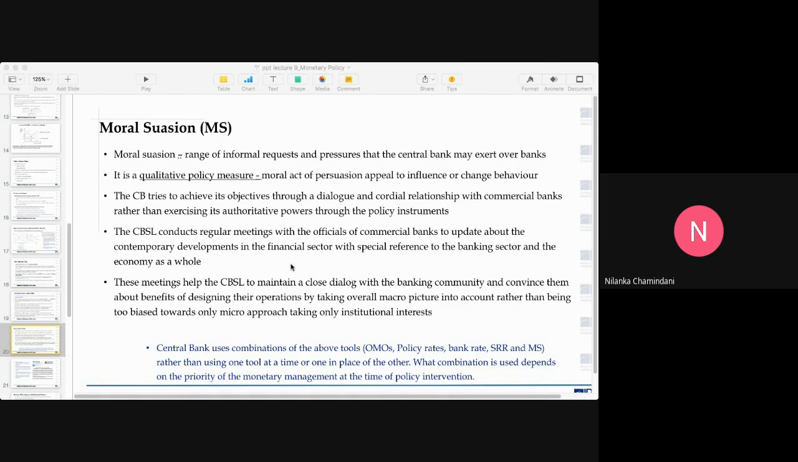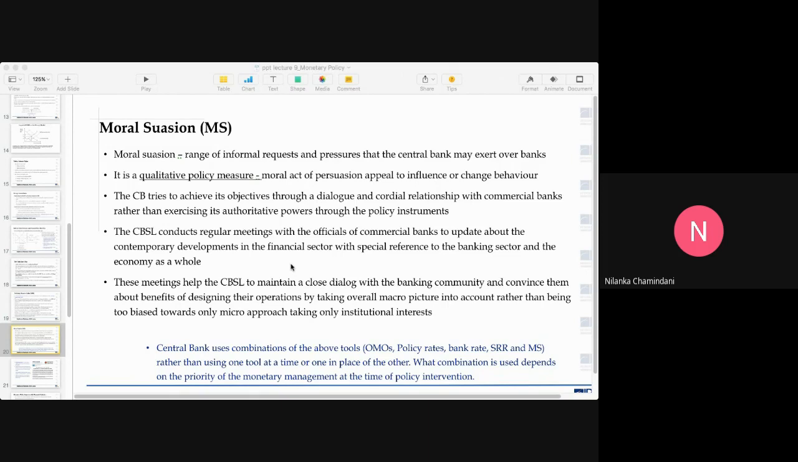The central bank conducts regular meetings with the officials of the commercial banks to update them about contemporary developments in the financial sector, with special reference to the banking sector and the economy as a whole. Because the banks see things from their own point of view, but the central bank can oversee the overall development in the market. Commercial banks per se don't know the overall situation.